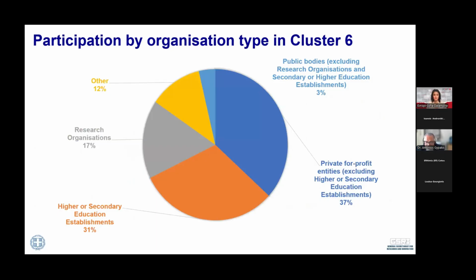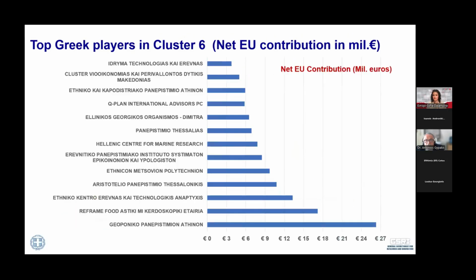Now let's comment on the participation by organization type. In that regard, private for-profit entities, excluding higher or secondary education establishments, with 37%, and higher or secondary education establishments with 31%, account for the majority of the Greek participation. In this slide, the top 13 Greek players in Cluster 6 regarding net EU contribution are shown, and include research institutions, higher education institutions, of course, and enterprises.